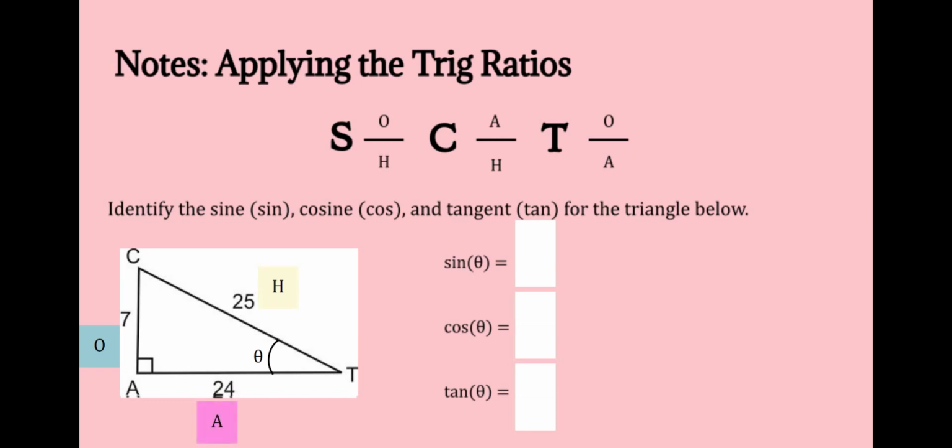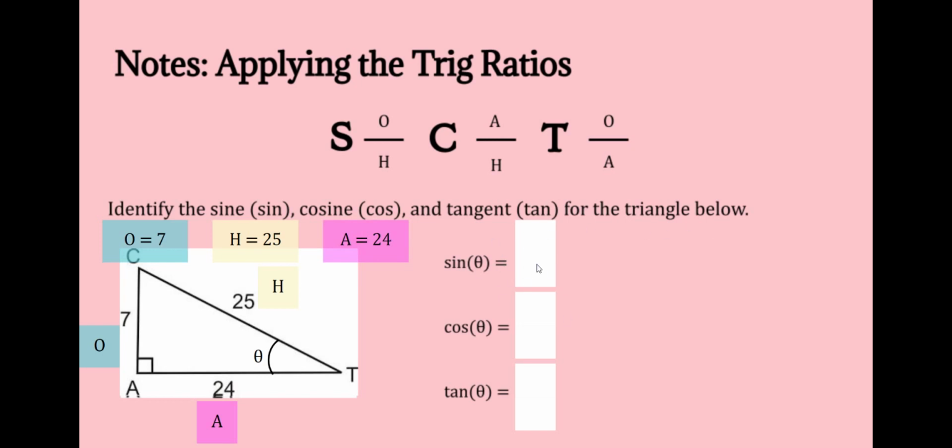We just did that. And I'm going to think through what our O is equal to. Well, in this case, our O is equal to 7 because we wrote O by 7. And our H is equal to 25 because we wrote H next to the 25. And our A is equal to 24 for the same reason.